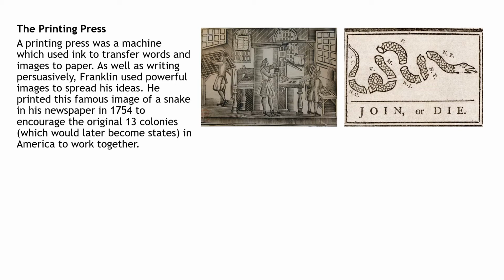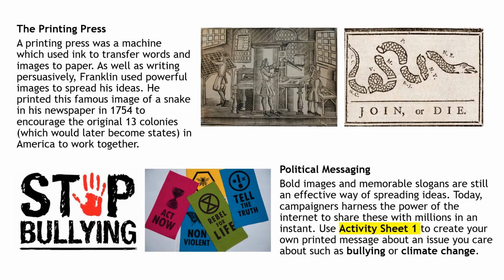As well as writing persuasively, Franklin used powerful images to spread his ideas. He printed this famous image of a snake in his newspaper in 1754 to encourage the original 13 colonies, which would later become the states, in America to work together. Bold images and memorable slogans are still an effective way of spreading ideas. Today, campaigners harness the power of the internet to share these with millions in an instant.